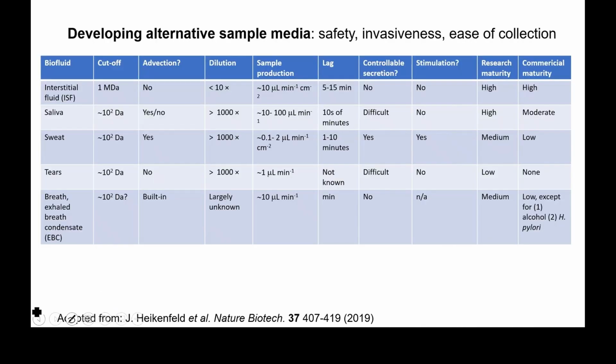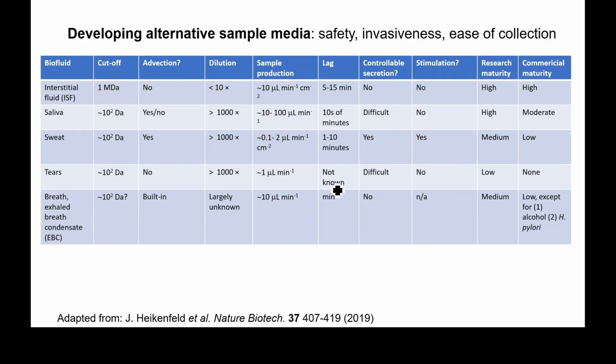So here's a comparison slide of a bunch of different matrices: interstitial fluid, saliva, sweat, tears, breath. The research maturity in saliva and interstitial fluid is reasonably high. Medium in exhaled breath. There's really only blood alcohol and H. pylori detection from stomach ulcers that are widely used at the moment. But interstitial fluid, we've got some good ideas here. Saliva, the problem is the saliva production typically needs to be stimulated. It's not a controllable secretion.